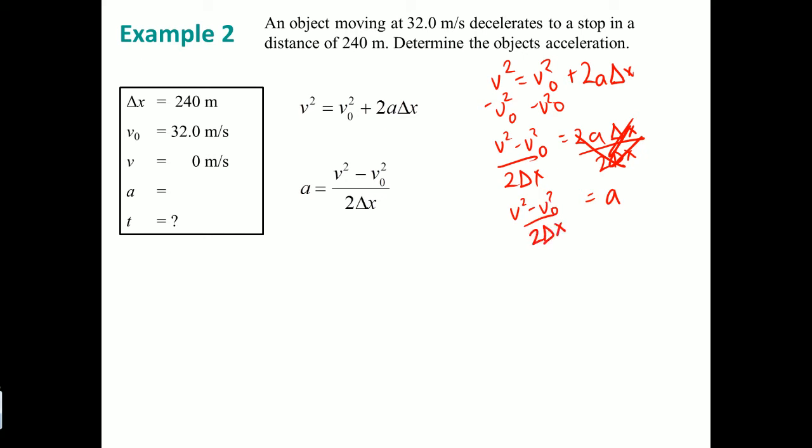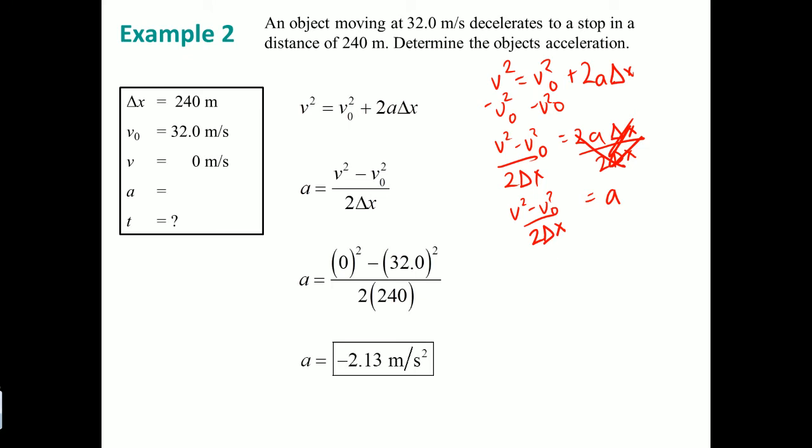That is just me going over this if you would like to see how I got to that literal equation for solving for a. Substitute, get the answer. Acceleration can be negative. This makes sense because the object is slowing down. Good.